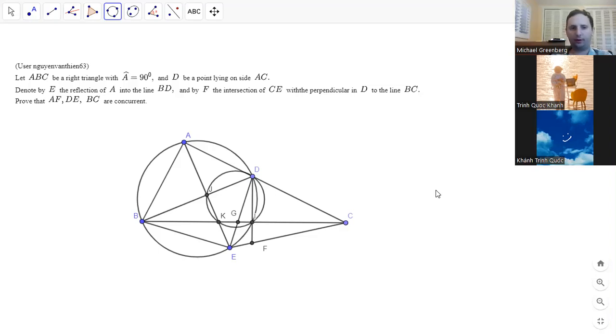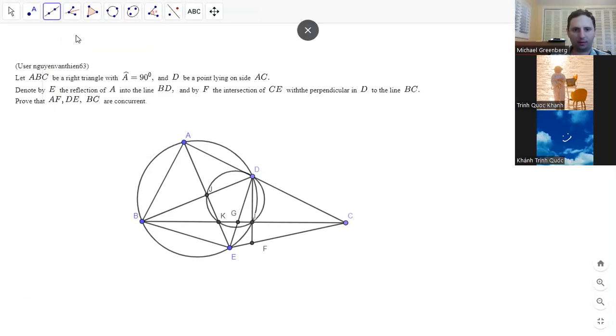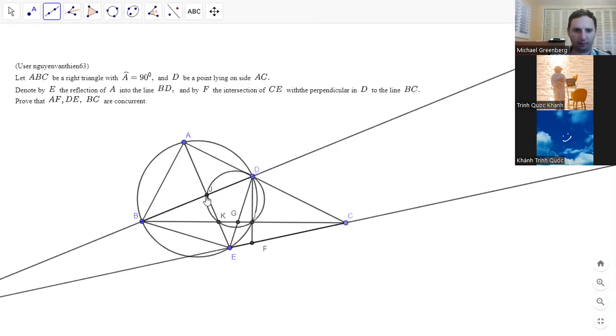We could also try to turn it into something about harmonics. So yeah, it looks like harmonics. So we could also say, if we intersect this with this, then we want to show F, C, E, and that point are in harmonic conjugation. Oh no, not that point, sorry. We would need DK intersect.